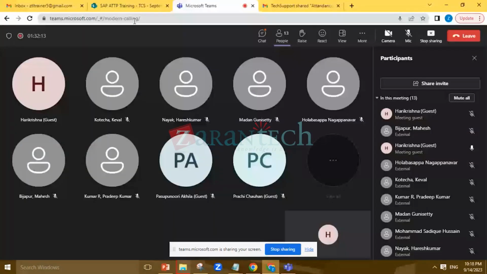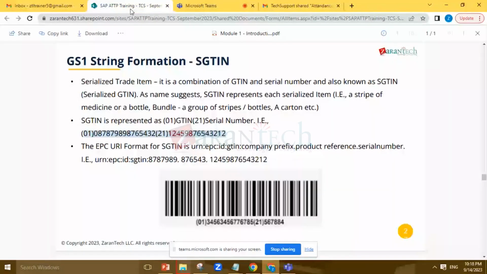Sorry, can I ask? Yeah, sure. When an item is received, the upper one, like the pallet, will be there initially, right? So do they first open the pallet and then scan at the lower level, or can they directly scan at the pallet level or case level?